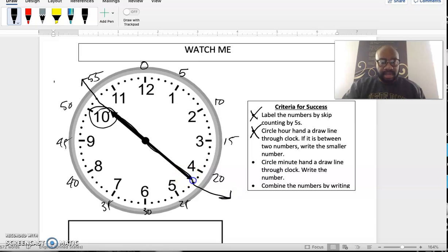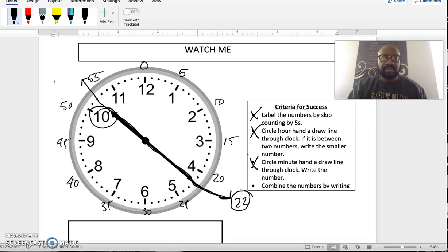The minute hand, I do the same thing, trace the minute hand through. I notice that the minute hand, even though that was a terrible line, is between the 4 and the 5. So if I skip count 5, 10, 15, 20, and then each of these dots represent 1, 21, 22. So this stopped at 22.